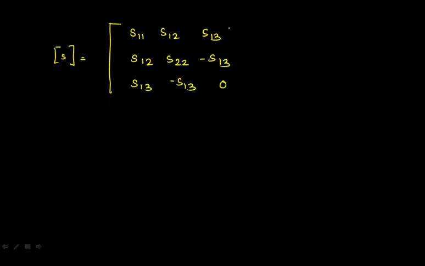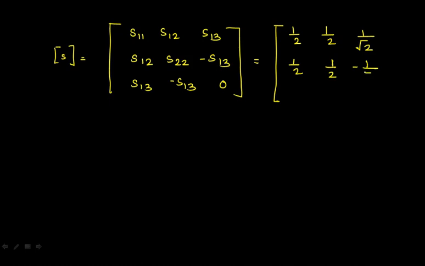So S for 4 unknowns, this is nothing but S11, S12, S13, then again this is S12, this will be S22 minus S13, this is S13 minus S13, and this will be 0. So if I put all the values which we have found, then this matrix will become 1 by 2, 1 by 2, 1 by root 2, then this S12 is again 1 by 2, this is 1 by 2, minus 1 by root 2, this will be 1 by root 2, this will be minus 1 by root 2, and this will be 0. So this is nothing but the matrix which we have got.